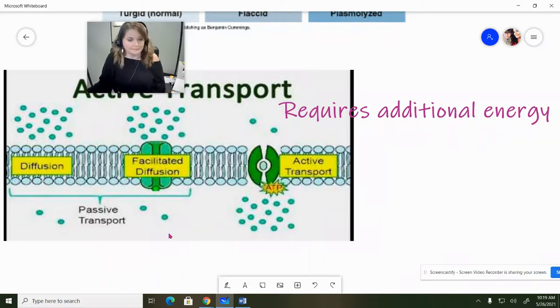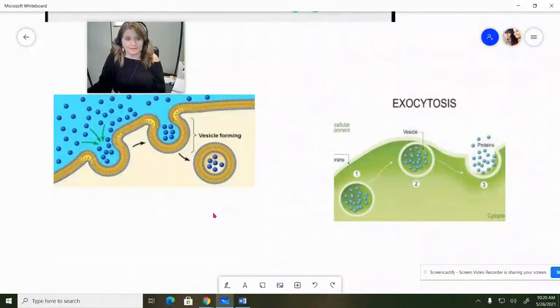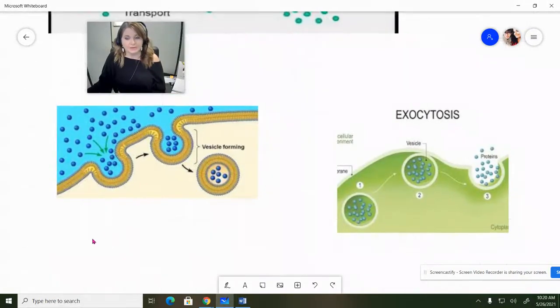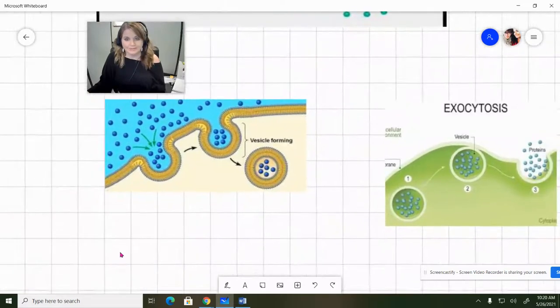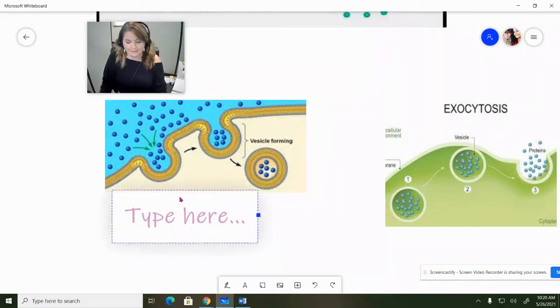And then finally, we have a situation where we have very large things that have to move across cell membranes. And so when very large things have to move across cell membranes, they can't fit through those protein doorways. So we have to have a different mechanism to move these in. And that is through endo and exocytosis. So they're pretty much just the reverses of each other. This one here is endocytosis.